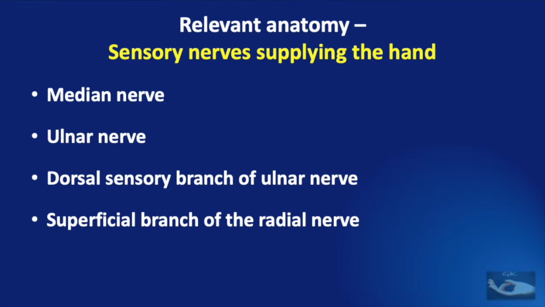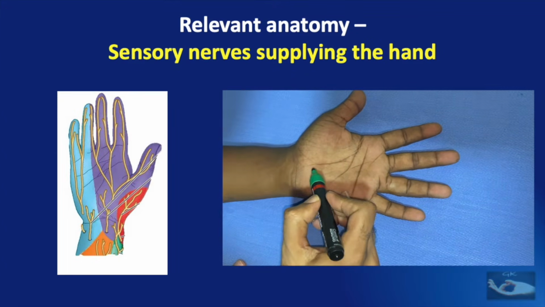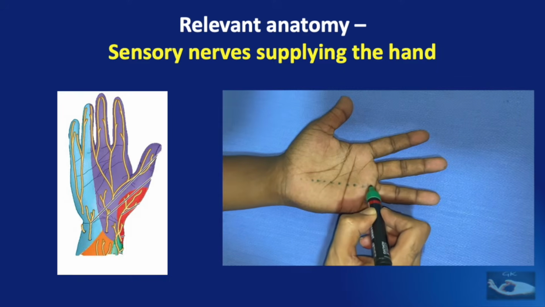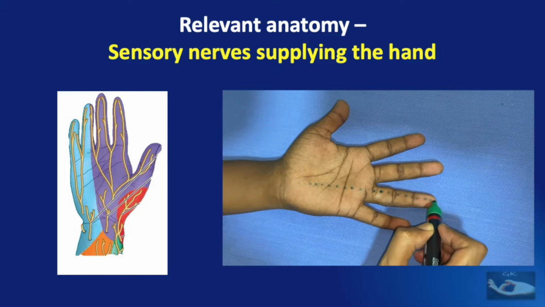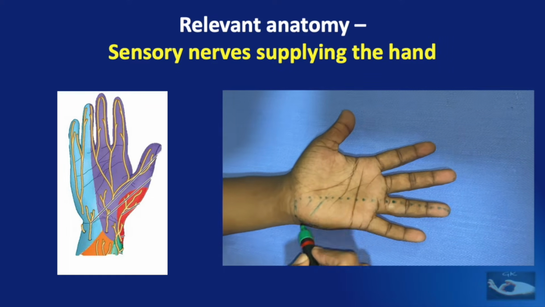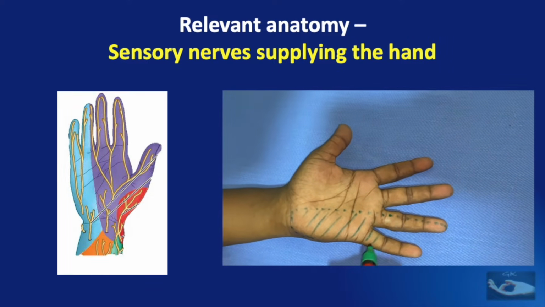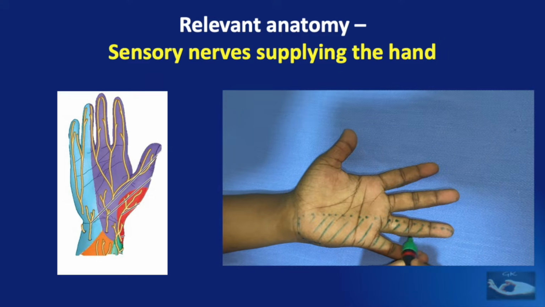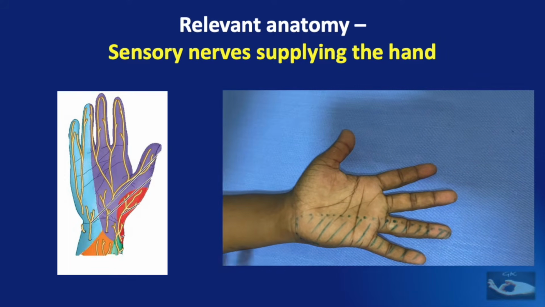The sensation on the hand is supplied by the median nerve, the ulnar nerve, the dorsal sensory branch of the ulnar nerve, and the superficial branch of the radial nerve. The ulnar nerve, through its superficial branch, supplies the ulnar side of the palm of the hand, the ulnar side of the ring finger, and the volar aspect of the little finger, along with the dorsal aspect of the terminal phalangeal regions of the two fingers.